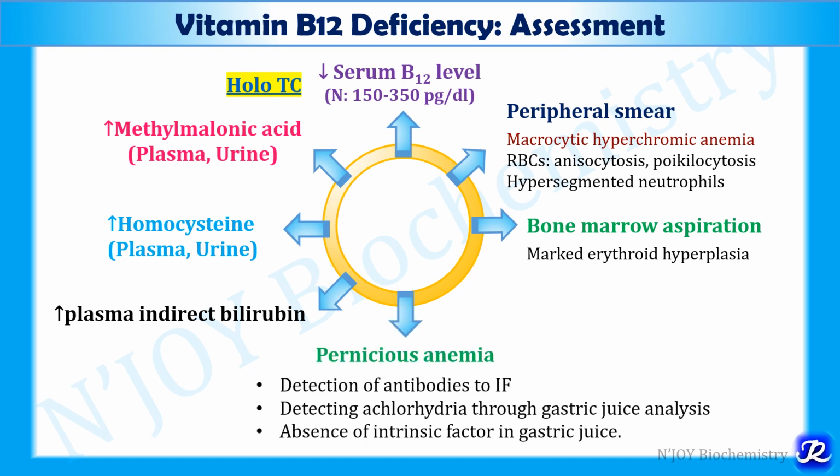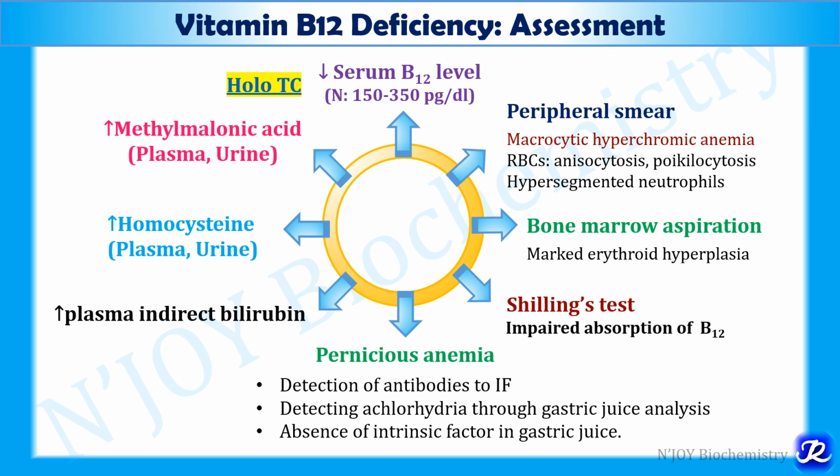Pernicious anemia is due to the deficiency of intrinsic factor, and it is an autoimmune disease where antibodies are developed against the intrinsic factor, and that's why the absorption of vitamin B12 is hampered. It can be detected by detection of antibodies to the intrinsic factor, by detecting chlorhydria through gastric juice analysis, and there is absence of intrinsic factor in gastric juice. Another test is called the Schilling test, and this test is not used to evaluate the status of vitamin B12, but it is used to see the absorption of vitamin B12, and it shows the impaired absorption of B12.